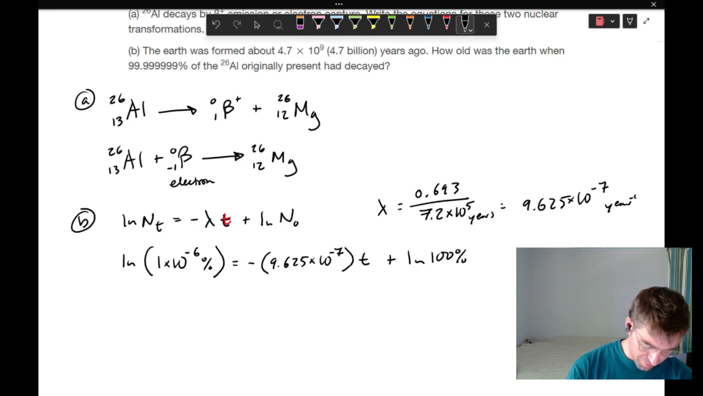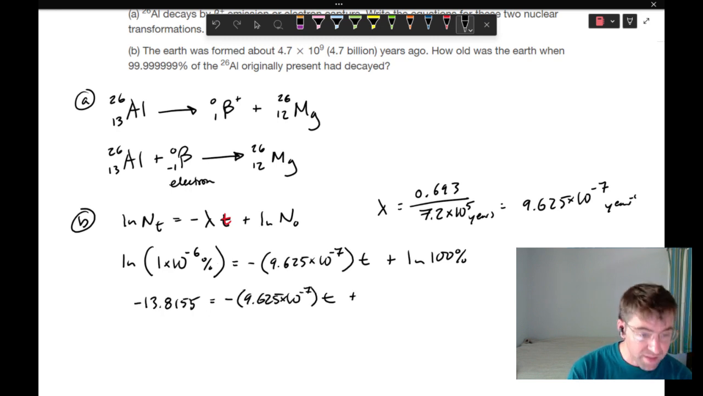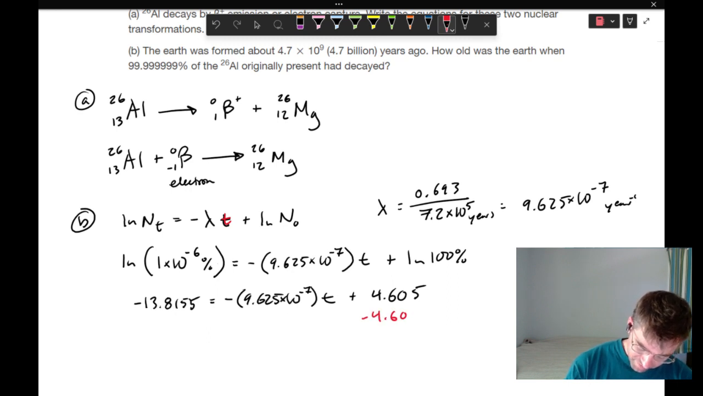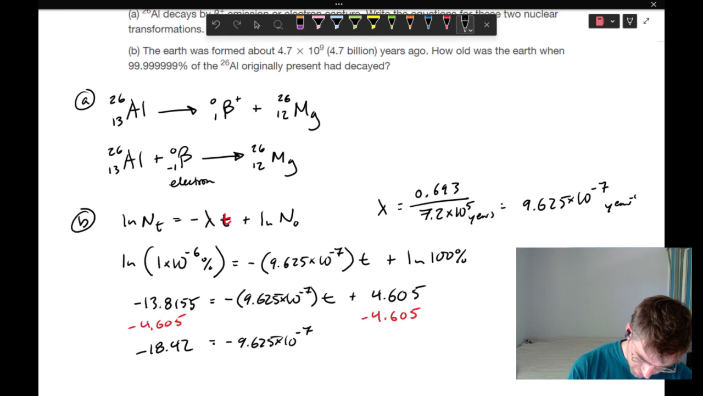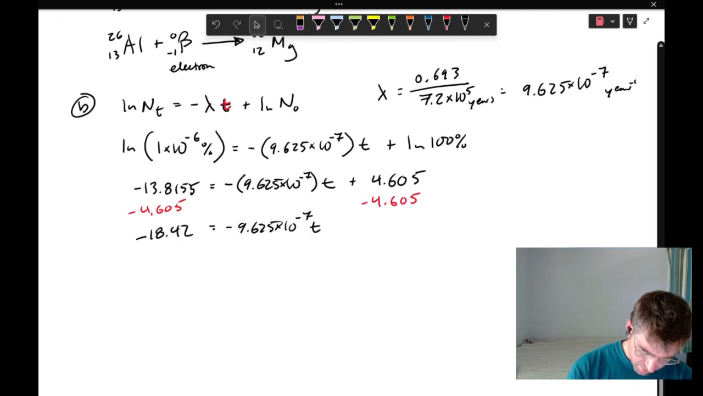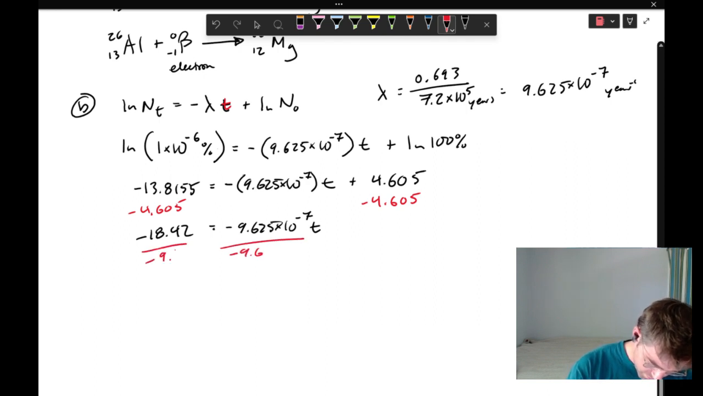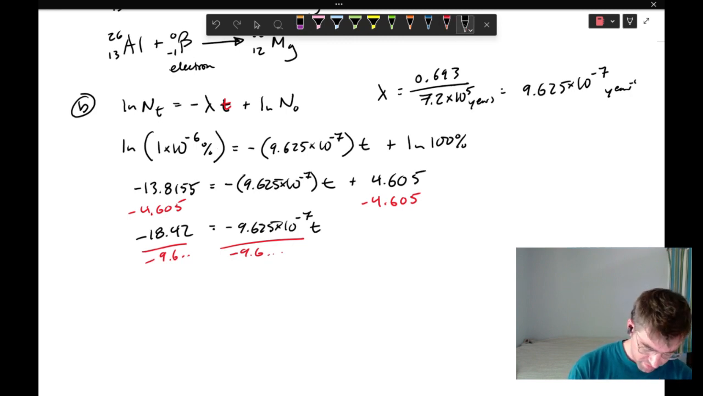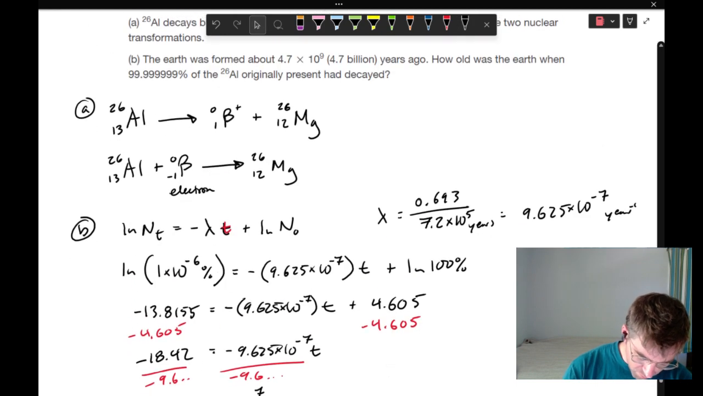All right, so from left to right, ln of 1 times 10 to the negative 6 is negative 13.8155 equals negative 9.625 times 10 to the negative 7 t plus natural log of 100 is 4.605. All right, so to tidy this up, subtract 4.605 from both sides gives us negative 18.42 equals negative 9.625 times 10 to the negative 7 t. Divide both sides by that. And we should get t equals 1.9. Negatives cancel out, so 1.9 times 10 to the 7 years.